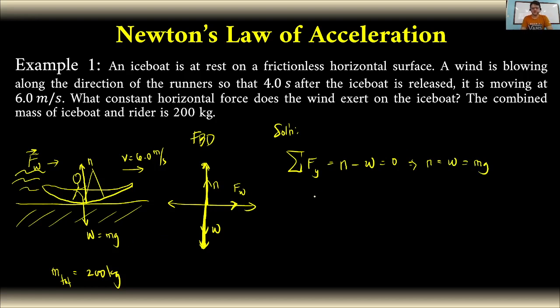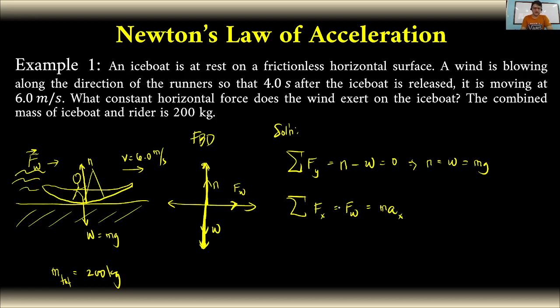Now, how about the forces with respect to the x-axis? As we can see, there is only one force, and that is the force due to the wind. So this is equal to the force exerted by the wind on the ice boat. And as we can see, there is a motion with respect to the x-axis after the wind exerted a force. So this is equal to mass times acceleration with respect to the x-axis.